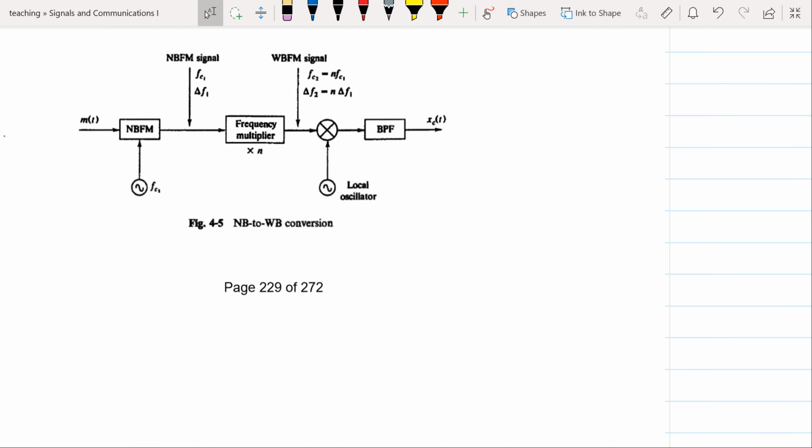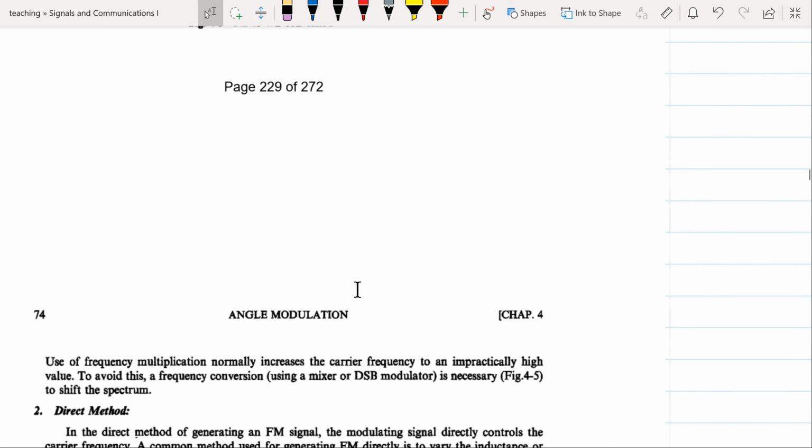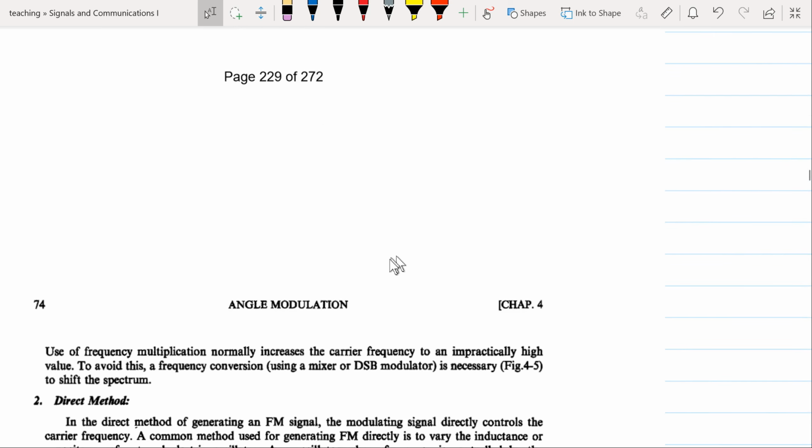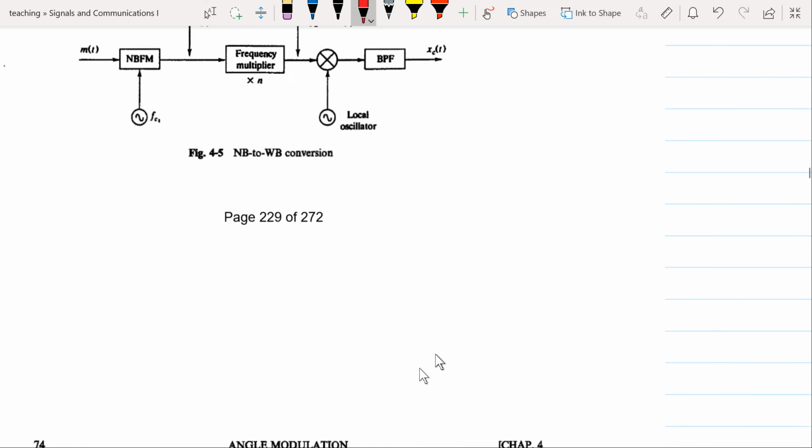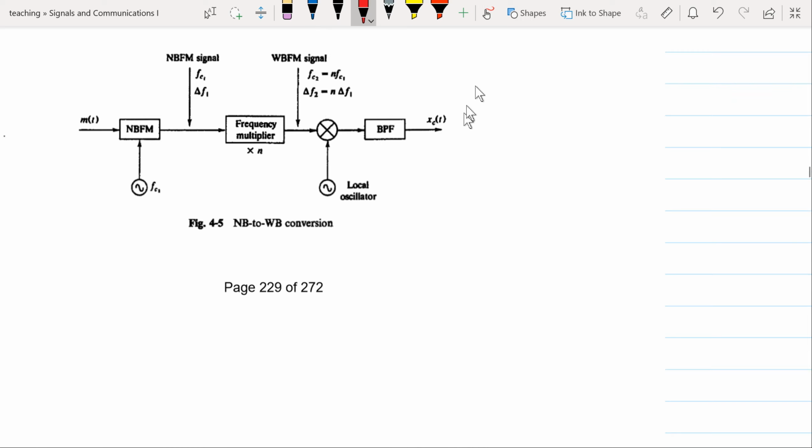So there is one disadvantage of doing the direct frequency multiplication, in which case the frequency of the carrier is increased to an abnormally high frequency. To avoid this, we use a mixer or a DSB modulator that is necessary, as you can see in figure 4.5, this figure here.